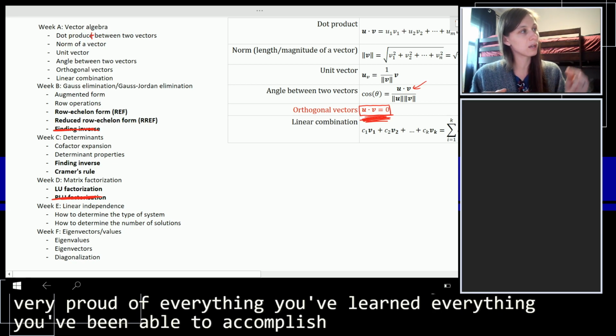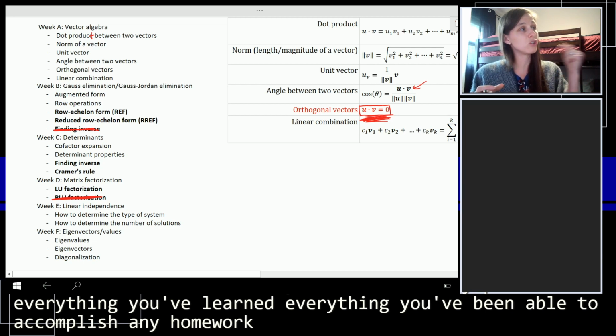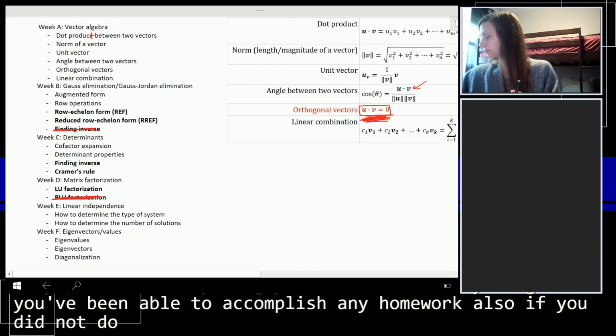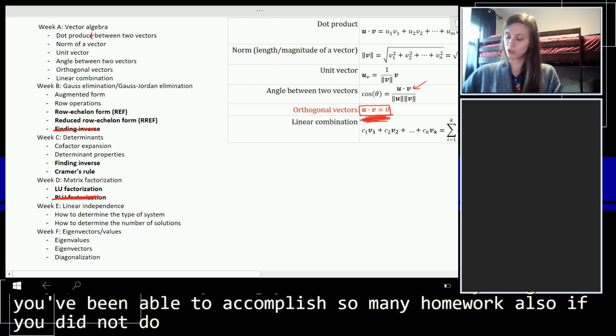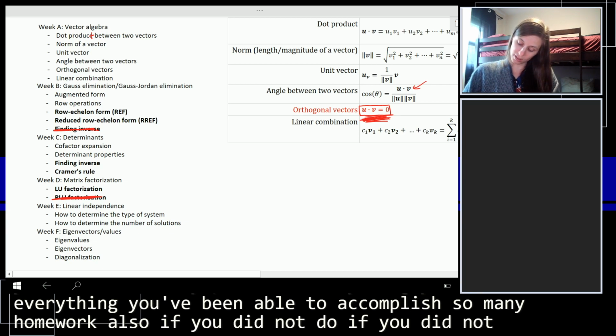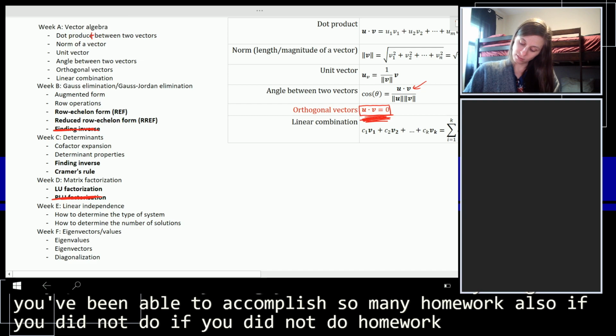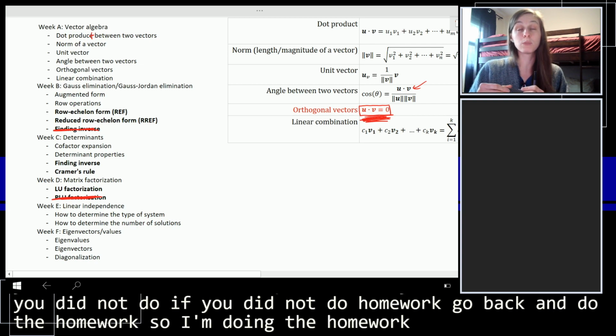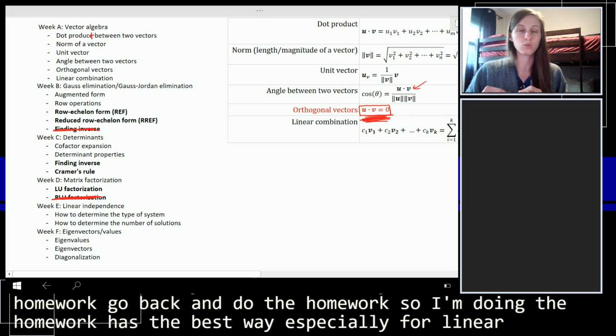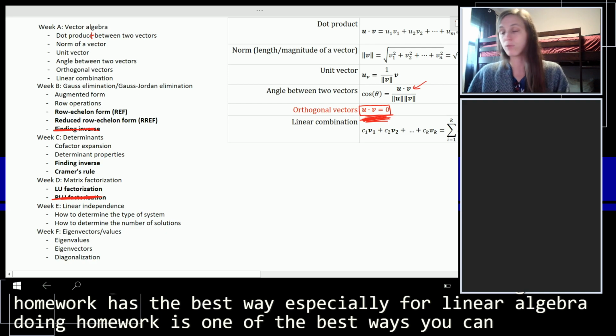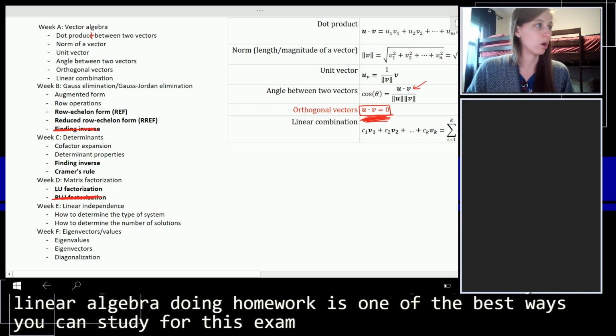So turn in your homework. Also, if you did not do a homework, go back and do the homework, though. Doing the homeworks is the best way, especially for linear algebra. Doing the homework is one of the best ways you can study for this exam. Okay, so make sure you go do that.